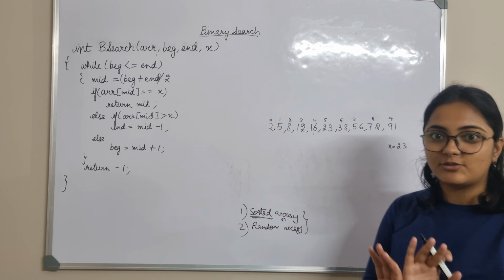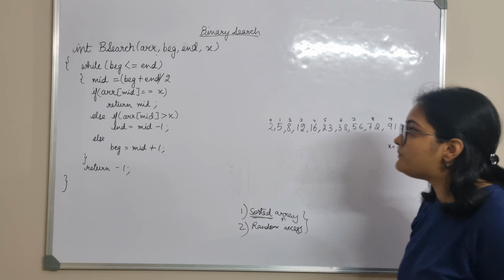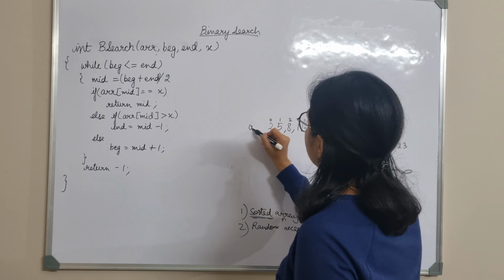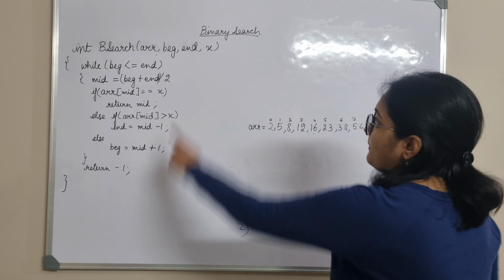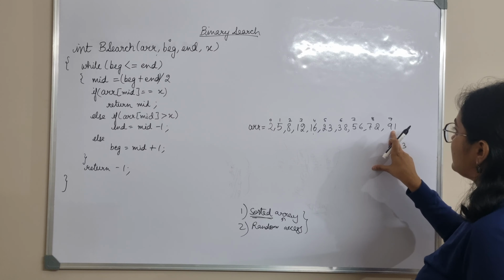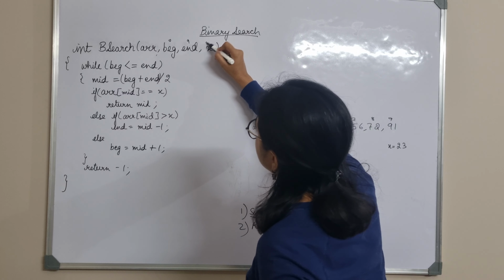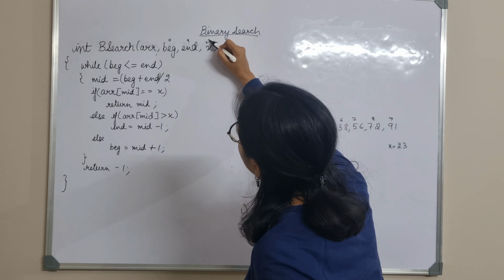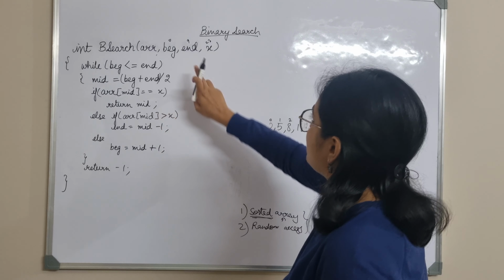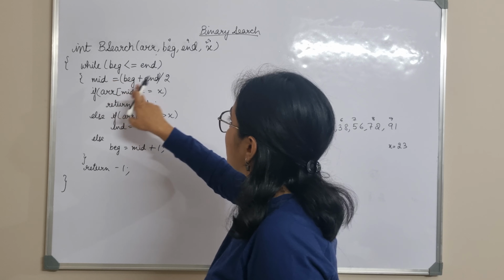Now let's iterate through the loop and see the example. If you haven't understood anything till this point, no problem. Let's go through this example, you'll understand. While beginning is less than equal to end, let's say this is the array, beginning is equal to 0, that is the 0th element, and end is equal to 9, and x is equal to 23, that is the element we want to find. So while beginning is less than equal to end, it is, then mid is equal to (beginning plus end) by 2.